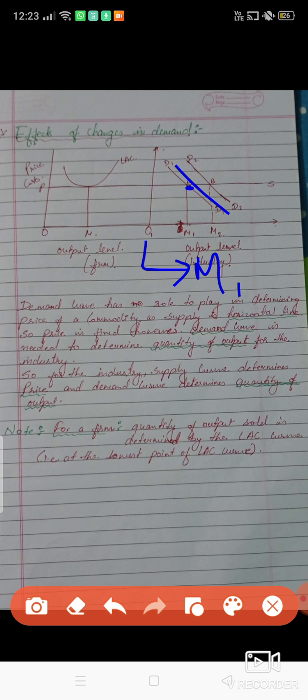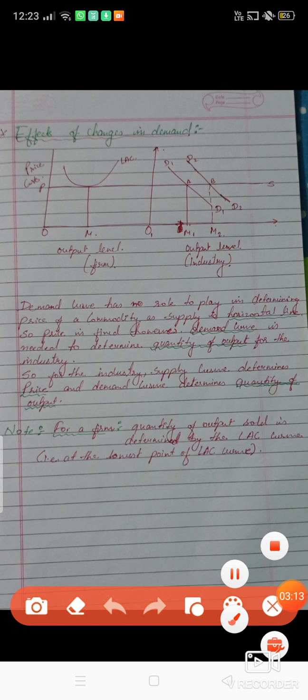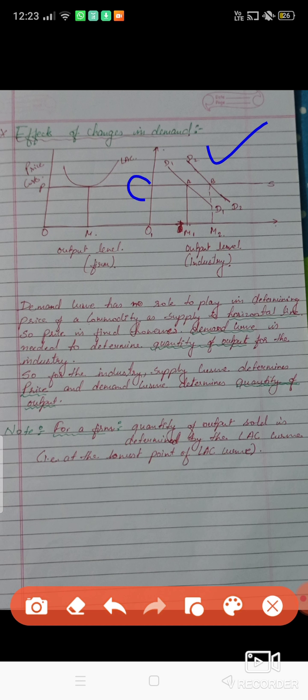Now you can see the next demand curve is at B, because at B both the supply curve and the demand curve intersect. It means the industry can determine that O1 M2 is the level of output they must produce, as per the demand. Therefore, demand in the industry has no role in determining price, but demand has a role in determining the quantity of output for the industry.